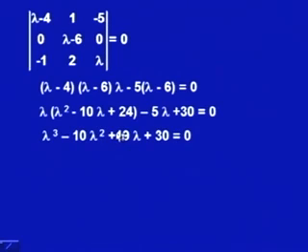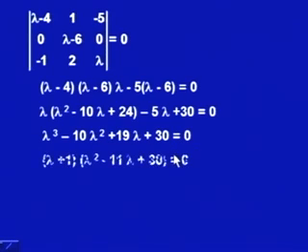Further simplification will give me a cubic polynomial. It is a 3 by 3 matrix, so we expect the characteristic polynomial to be a cubic polynomial. So we have lambda cube minus 10 lambda square plus 19 lambda, by combining these two terms, plus 30 equal to 0. So this characteristic equation is to be solved.